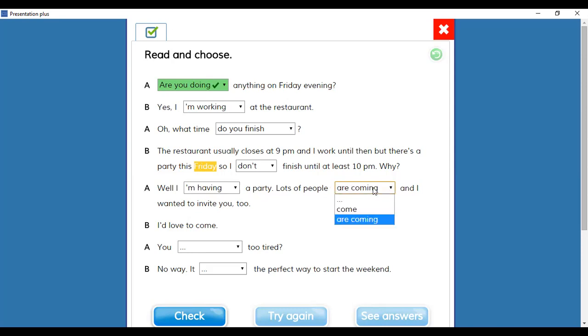This is present continuous arrangement. Bueno, si le dice que mucha gente va a venir, seguramente es que ya hay un arreglo de que venga esta gente. Ya. ¿Cuánto invitamos? ¿Cuántos caen? 15. Ya, hay 15.